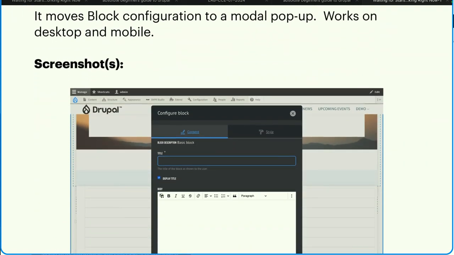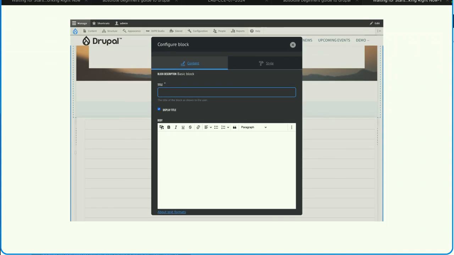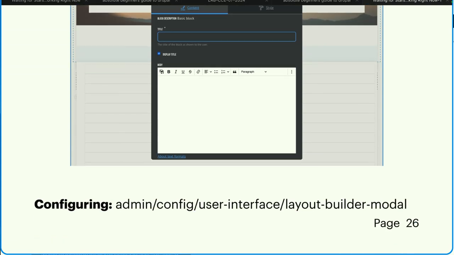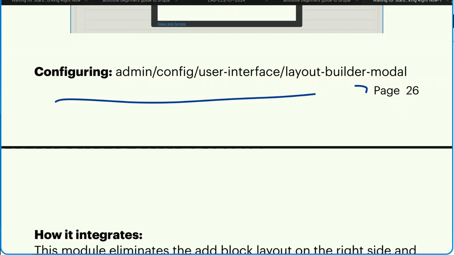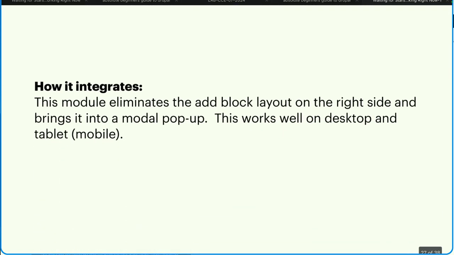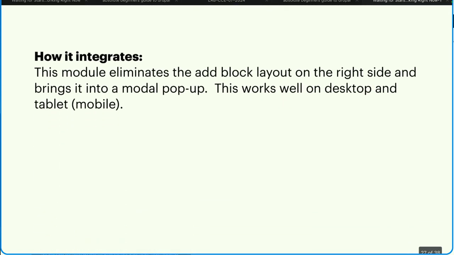All right. So like I said, everything opens in a modal window, and so now you have all the space, and this is definable. You can define it to the width and height you want on your screen, 70%, 80%, whatever you want, and all of your fields will show up here in the modal window, including media. Media as far as images and videos and all of that stuff will pop up in a modal window, really super helpful. The configuration is under user interface and Layout Builder Modal. Again, it just eliminates the add block layout on the right-hand side, makes life so much better.